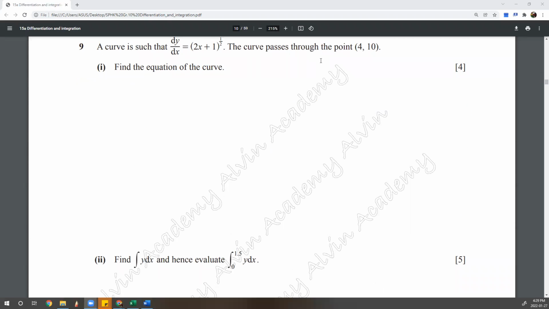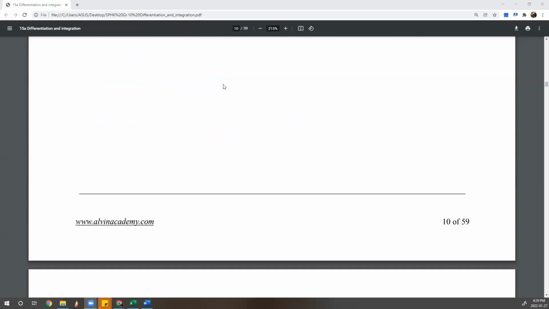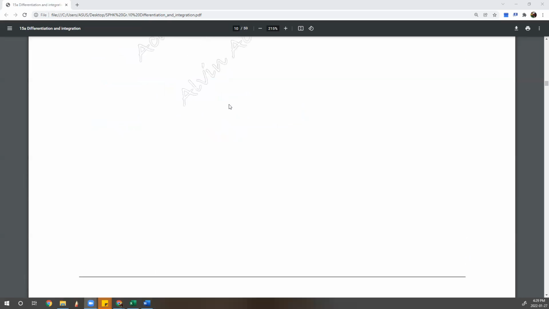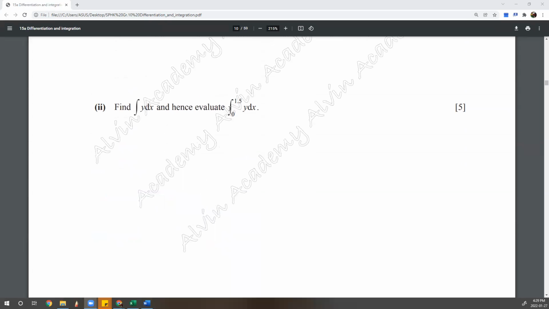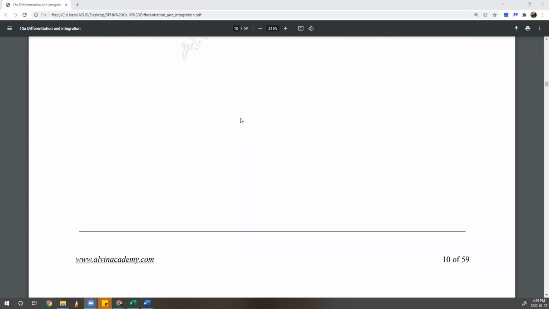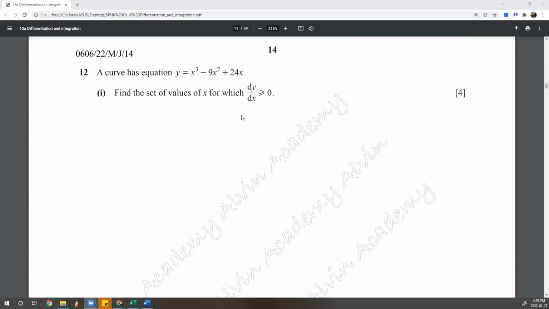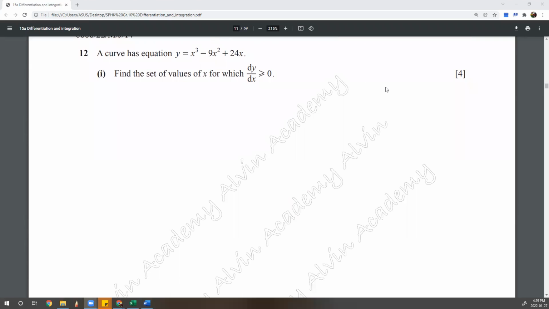No, this is integration. If you look at something that looks like a touching worm, it is integration. It's more annoying than derivatives. 12. There you go. A curve has equation, blah, blah, blah. Find the set of values of x for which dy over dx is more than or equal to 0.